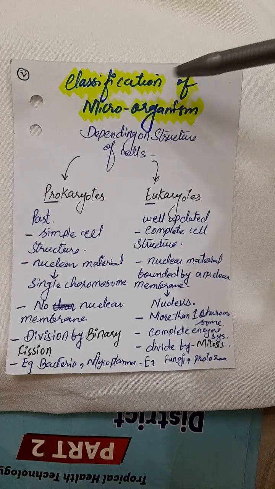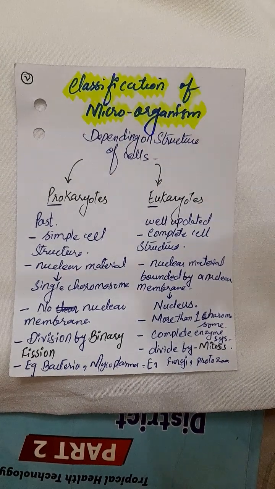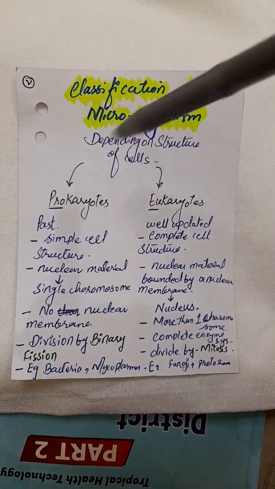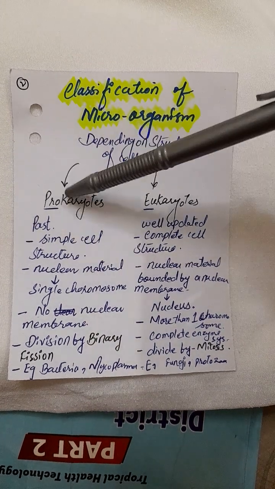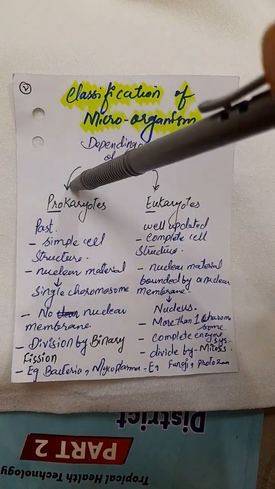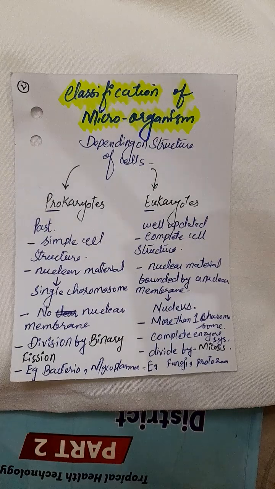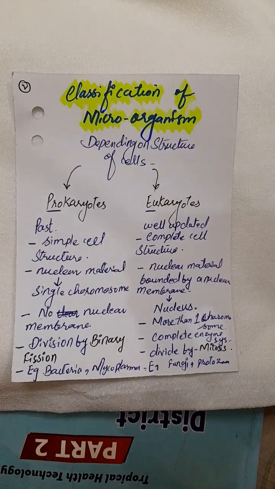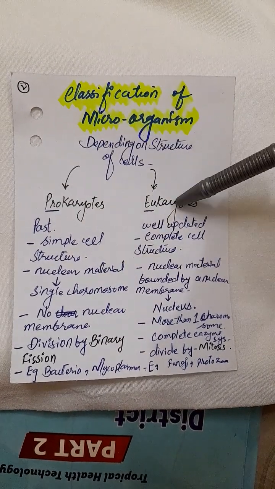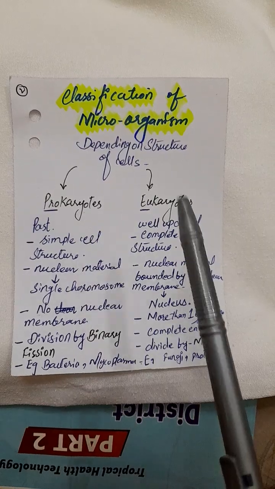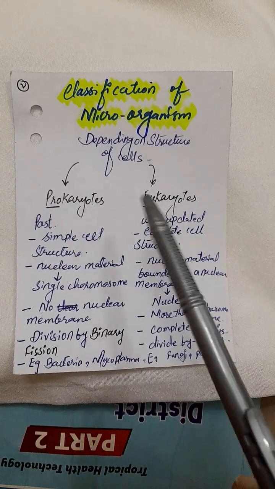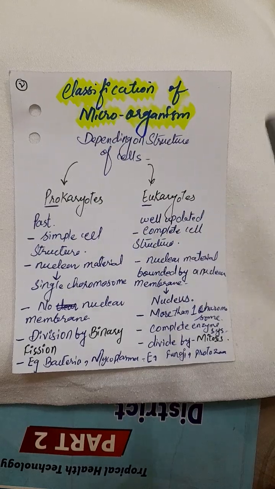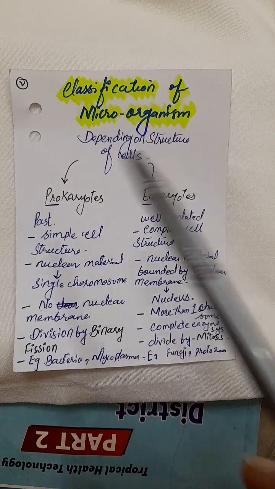Now, the classification of microorganisms depends on the structure of cells. Based on the structure of cells, there are two types: the prokaryotes and the eukaryotes. Pro means past, or you can say of previous nature. What is the difference between prokaryotes and eukaryotes? Prokaryotes have a simple cell structure, while the eukaryotes have a well-developed and complete cell structure.